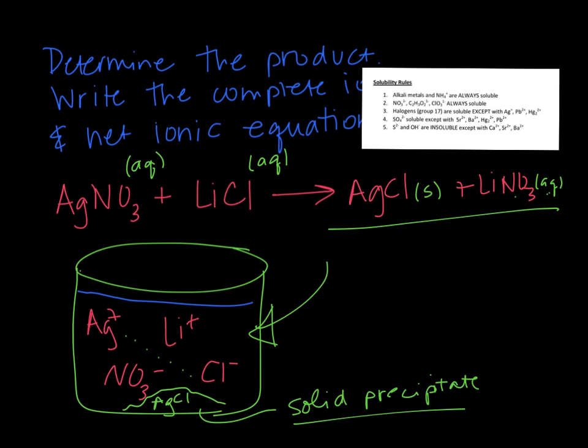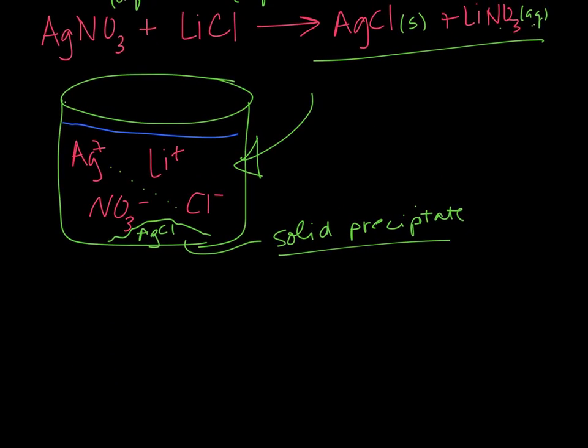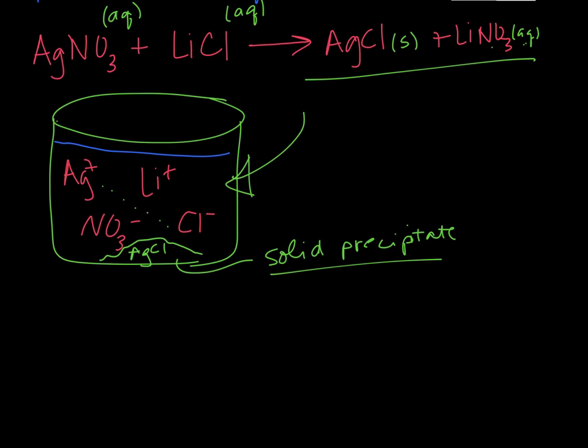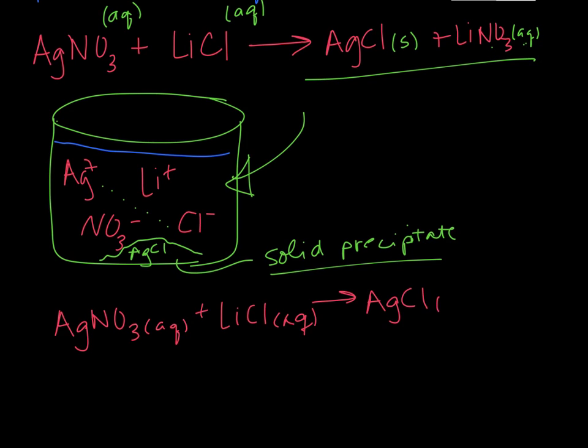All right, so I'm going to move this up now, and we'll write the different equations. All right. So I'm going to rewrite it down here. So I have silver nitrate, and that's aqueous, plus lithium chloride, which is also aqueous, goes to silver chloride, solid, plus lithium nitrate, aqueous.